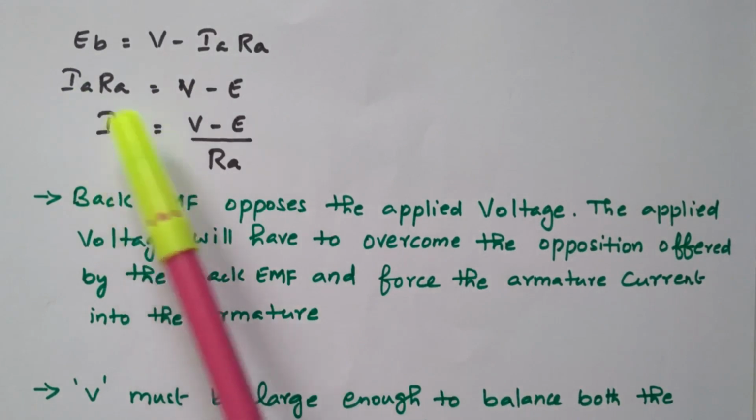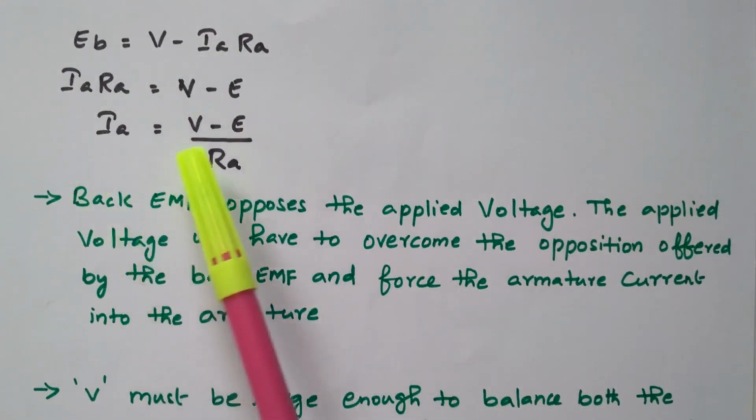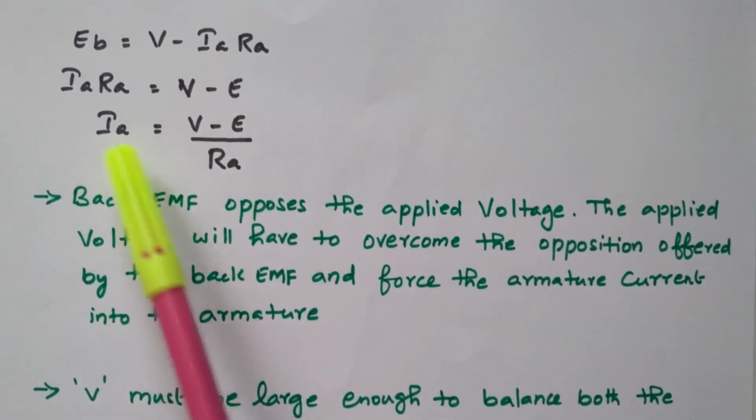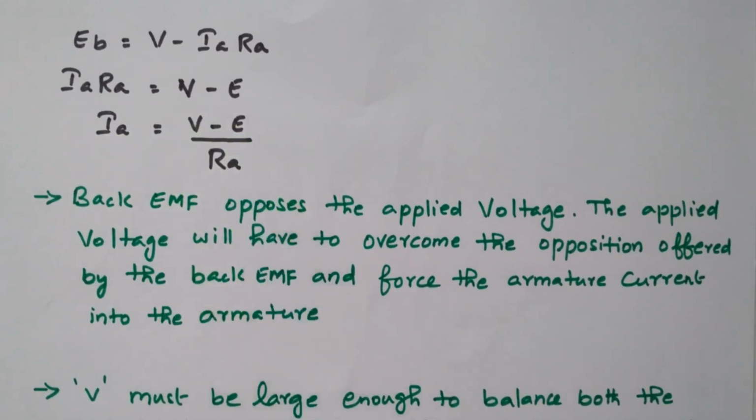So that I_A R_A equals V minus E, that is interchanged. So that I_A equals (V minus E) divided by R_A. The armature current is nothing but applied voltage minus back EMF divided by R_A. So from this equation, back EMF opposes the applied voltage.